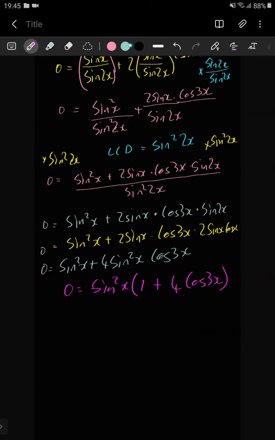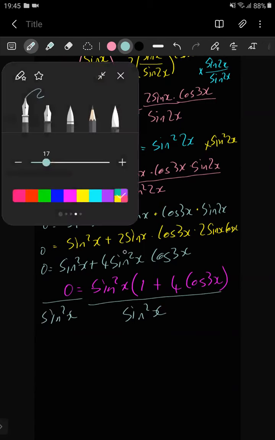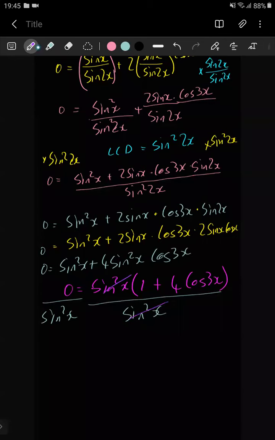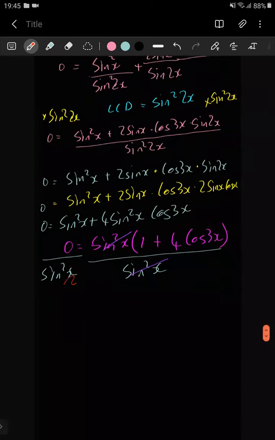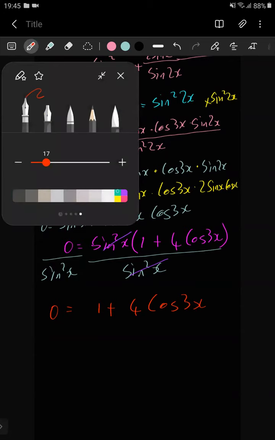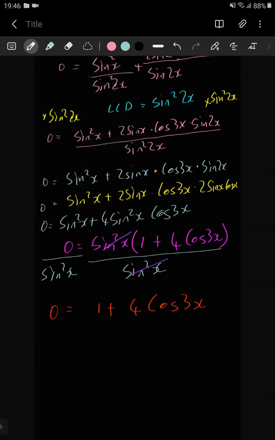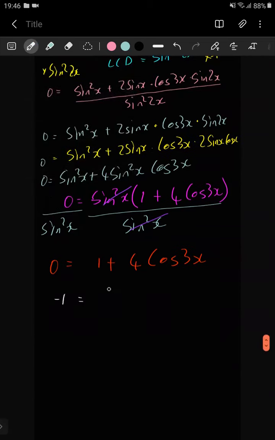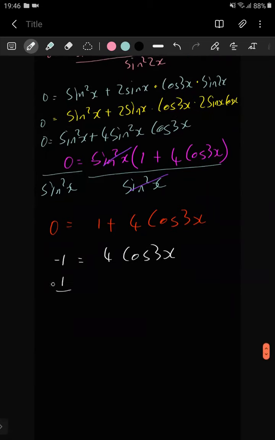And then divide both sides by sine squared x. Divide this side by sine squared x, divide this side by sine squared x. And then this cancels, which is going to give you 0 is equal to 1 plus 4 cos 3x. Perfect. And then you can take the 1 to the other side, so that now you can do your reference angle stuff. So here you're going to have -1/4 equal to cos 3x.